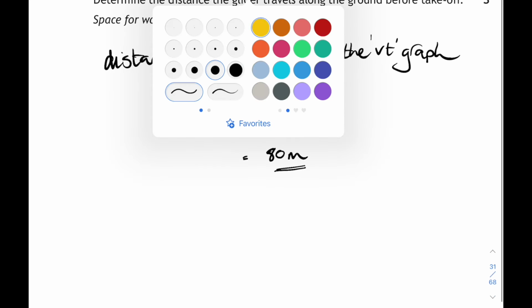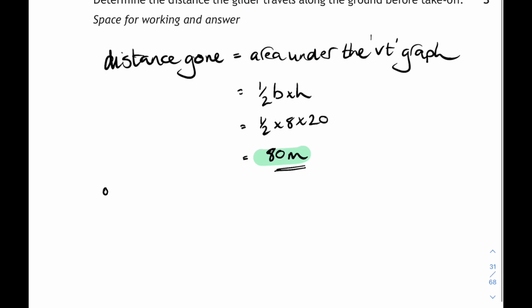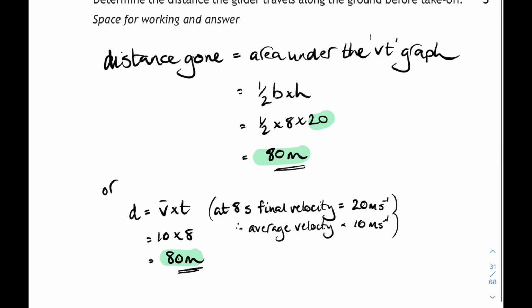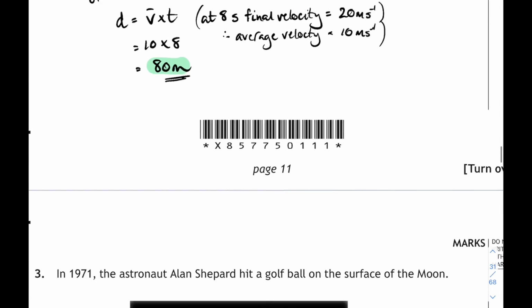That's our 80 metres. Now, you could, of course, have done this using distance equals average speed times time. And because the final speed was 20 and it started from rest, then at 8 seconds, its final velocity was 20 metres per second. So its average speed or average velocity is only 10 metres per second. That's the average of its final and its starting speed. So if we do distance equals average speed times time, we get the same answer, 80 metres. So either answer would be accepted.